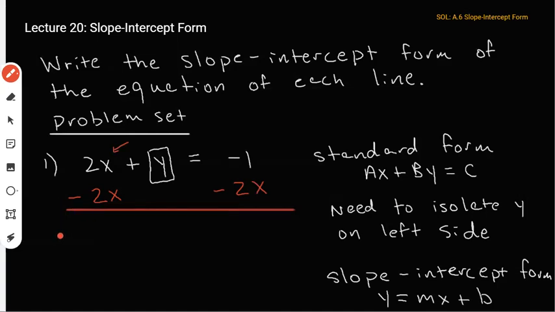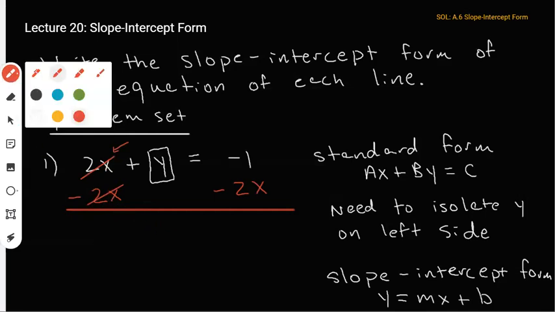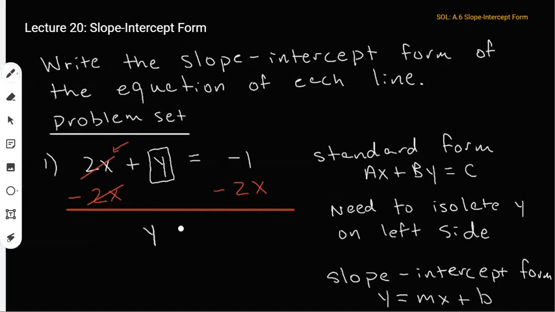So when I do that, the 2x and the minus 2x are going to cancel out on the left side. So I can cross these out. And I'm only left with a y on the left side. But on the right side, that's where everything else is going to show up. I'm going to have a negative 2x minus 1. And now my line is in slope-intercept form. So once you have y by itself, you're done. You don't need to do anything else.